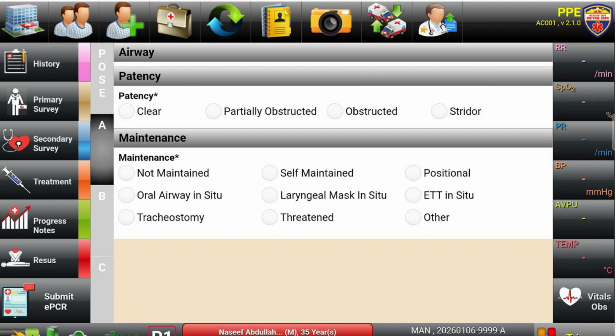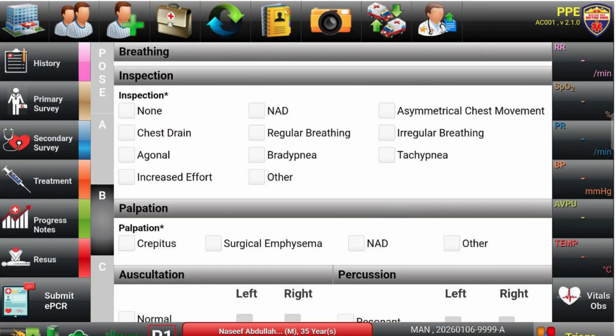Once the patient history has been completed, the next tab on the left would be the primary survey. Once selected, there will be 4 segmented components within the primary survey. This consists of the pose, the position in which you found the patient, the airway, the breathing, and the circulation. Under airway, it is required to determine the patency of the airway and the maintenance of the airway. For each subheading that has an asterisk next to it, the component is compulsory.